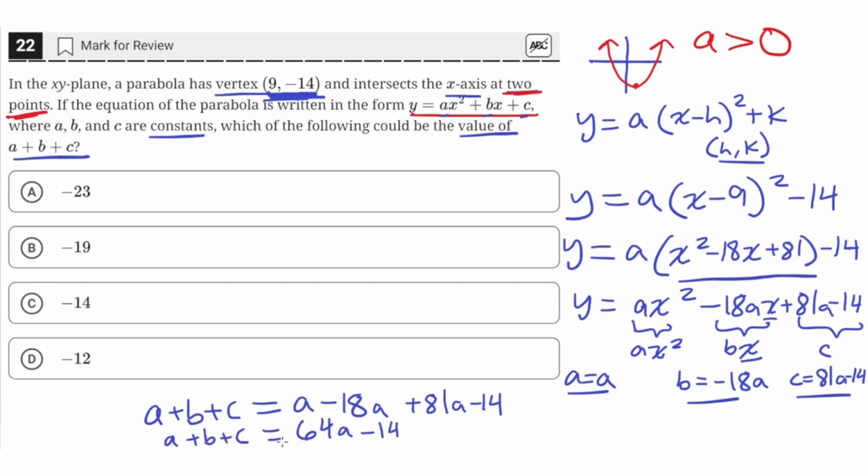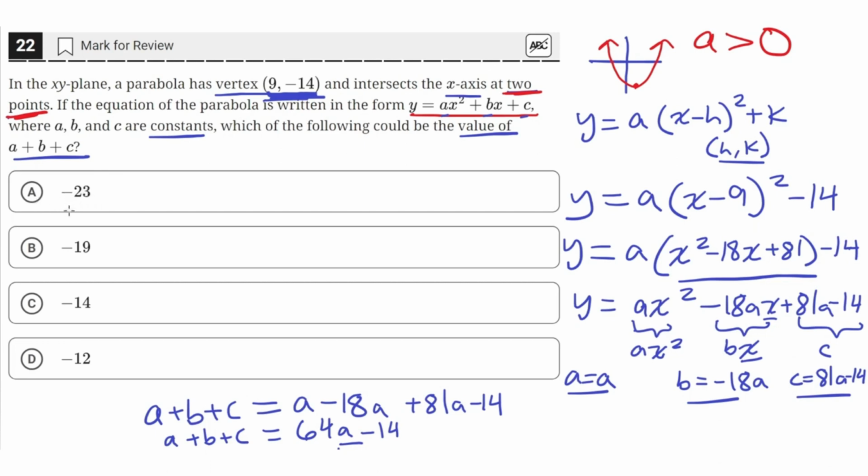Okay, so now we have an equation for a plus b plus c. But to see which one of these is the correct answer for the value of a plus b plus c, we need to remember that the value of a has to be positive. So when we plug one of these answers into a plus b plus c, it needs to give us a positive value for a, because we found that a has to be greater than 0.